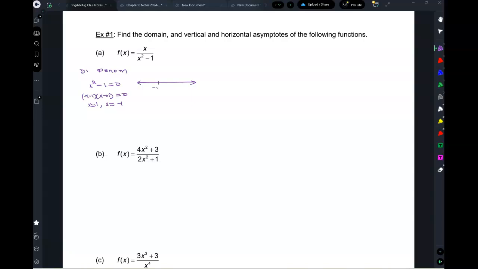So here's -1, and here's 1. At these points, the denominator is 0. So we have to exclude those points. All the other points are okay.